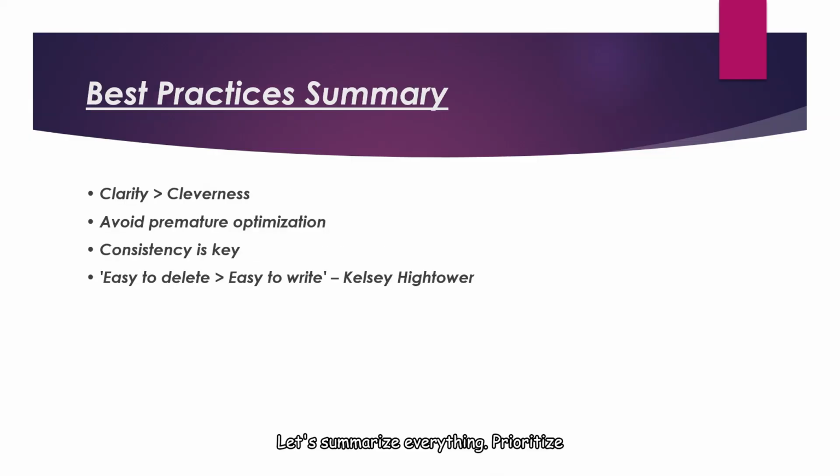Let's summarize everything. Prioritize clarity over cleverness. Write code that's simple and expressive, not code that requires decoding. Don't optimize prematurely. First, make it clear, then make it fast. Stay consistent with naming, formatting, and structure. And one of my favorite quotes to remember from Kelsey Hightower: easy to delete is better than easy to write. That's the essence of clean code. Build systems that others can understand and improve.